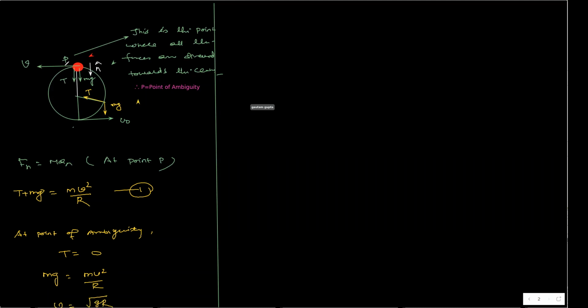This is the velocity here, but you need to find the condition on V naught so that it completes the circle. So what you will do now, you have to apply the second equation, which is energy conservation. So this is your initial state. Initial state is that V naught is the velocity, and in the final state, the velocity is V.